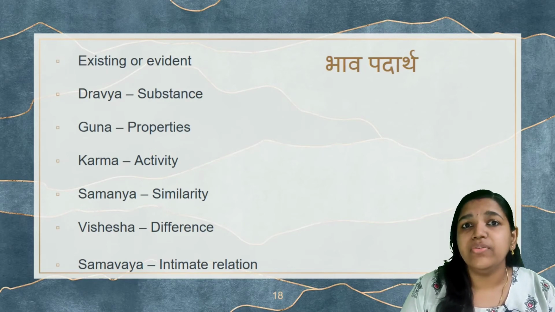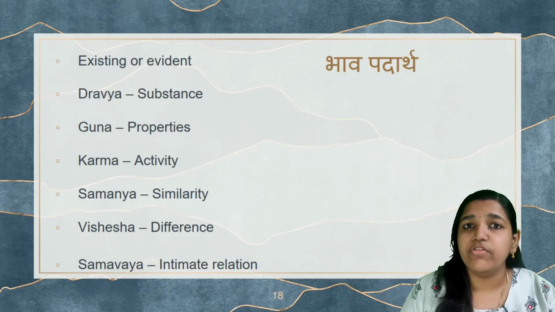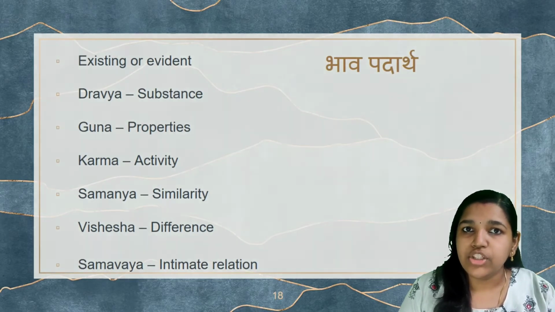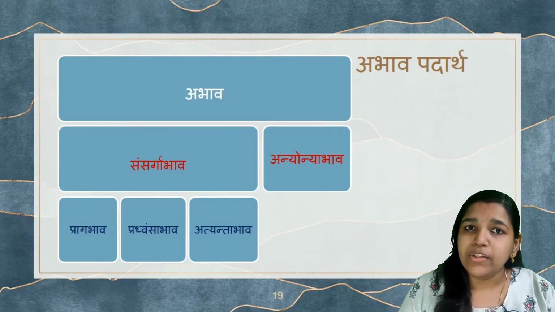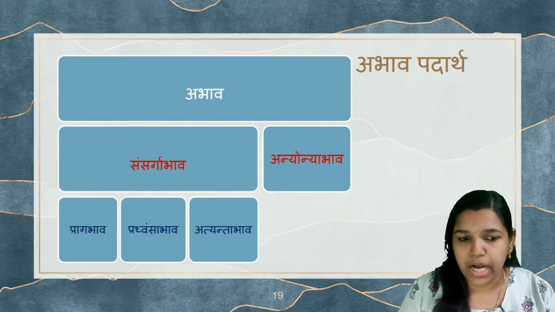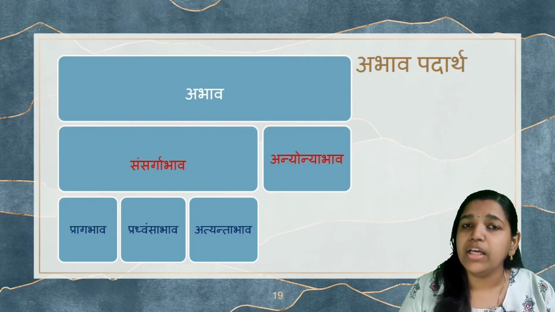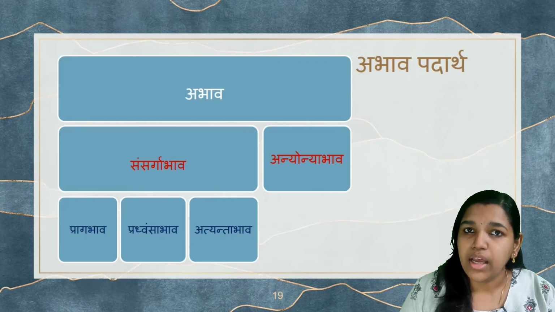And samavaya is the intimate relationship between these dravya, guna, karma, samanya, vishesha, etc. And abhava padartha means that which is not existing. Similar to that of asat, the abhava padartha is not existing. And this abhava padartha is mainly classified into two types, that is samsarga abhava and anyonya abhava. This samsarga abhava is again classified into three types, that is prak abhava, pradhvamsa abhava and atyanta abhava.